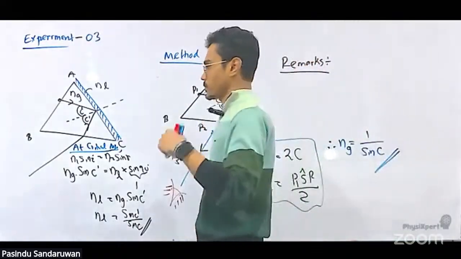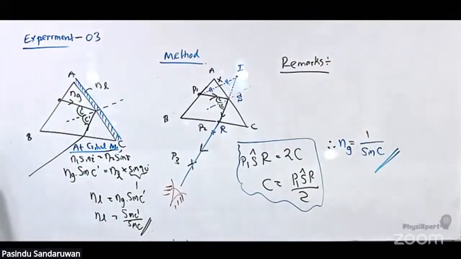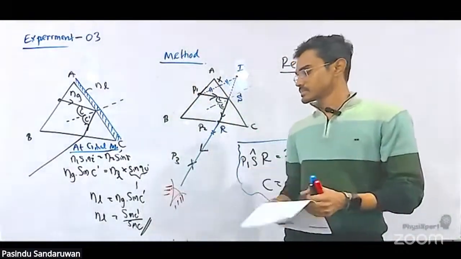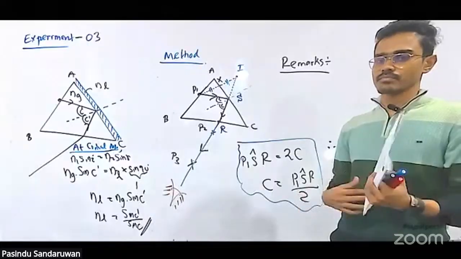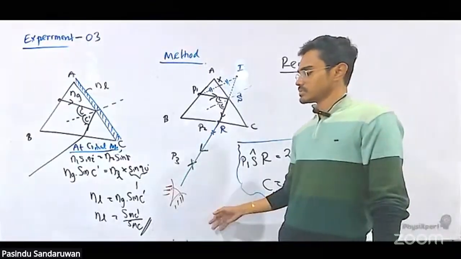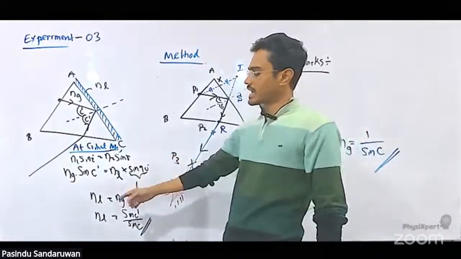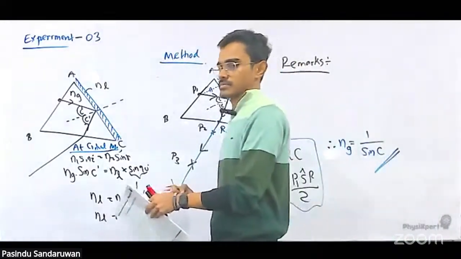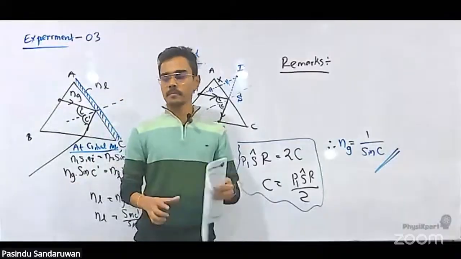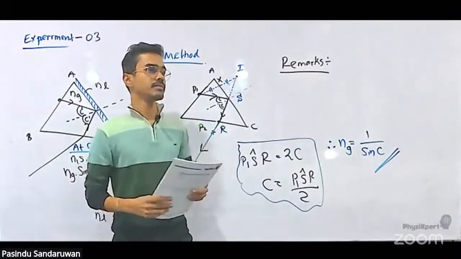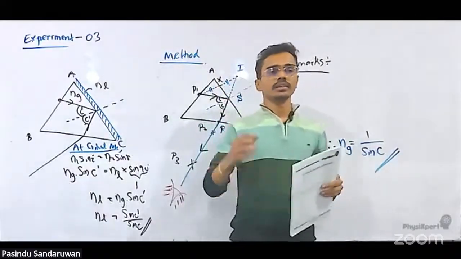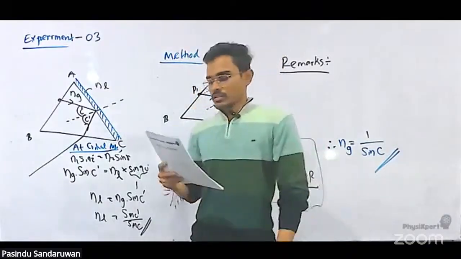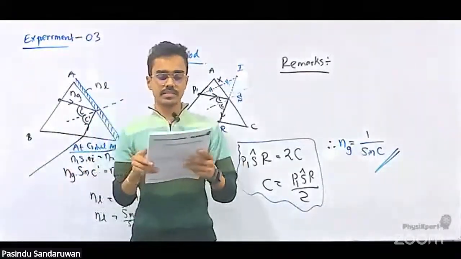Next point: if the respective critical angle is C dash, N_L can be determined using the equation above. Okay, that's it. Any questions?